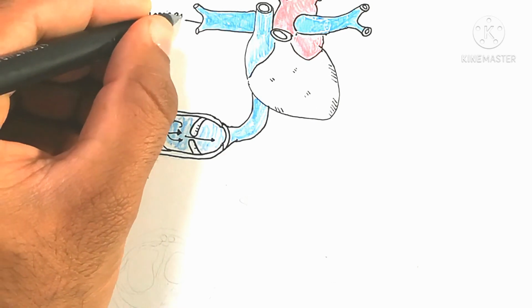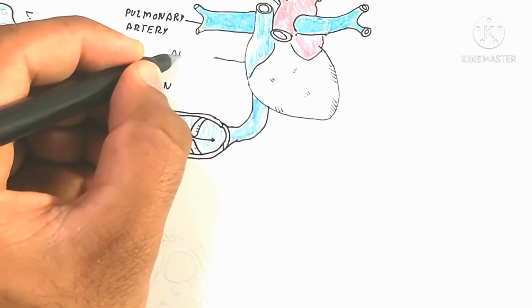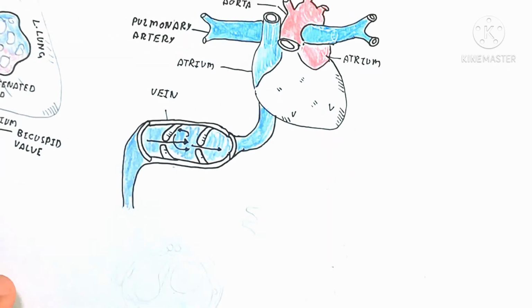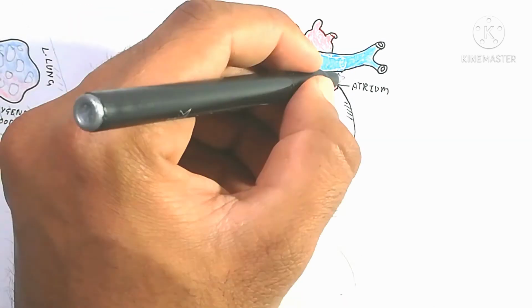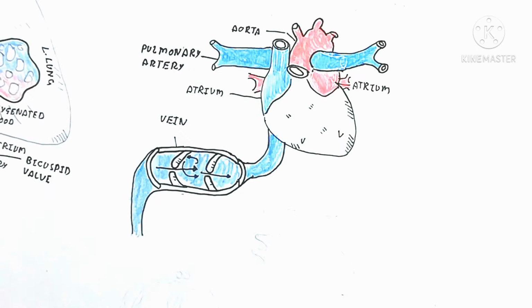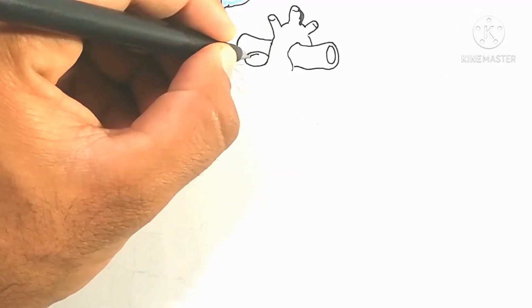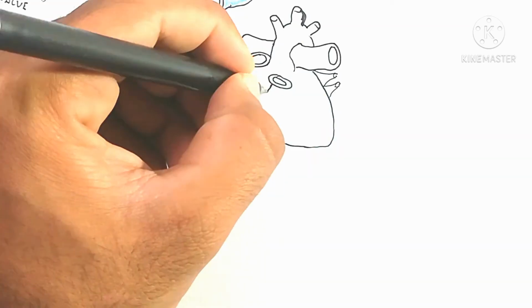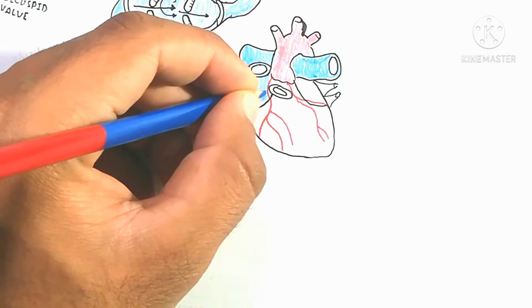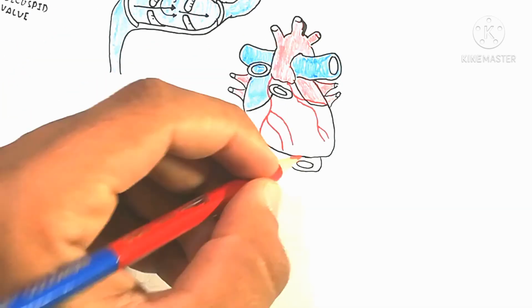So here is the vein, which contains valves. This valve does not allow backward movement of the blood, which would mix into the artery. So it is important to note that the vein contains valves because of the low pressure and thin walls of the vein. That is why backflow is prevented by the valves.